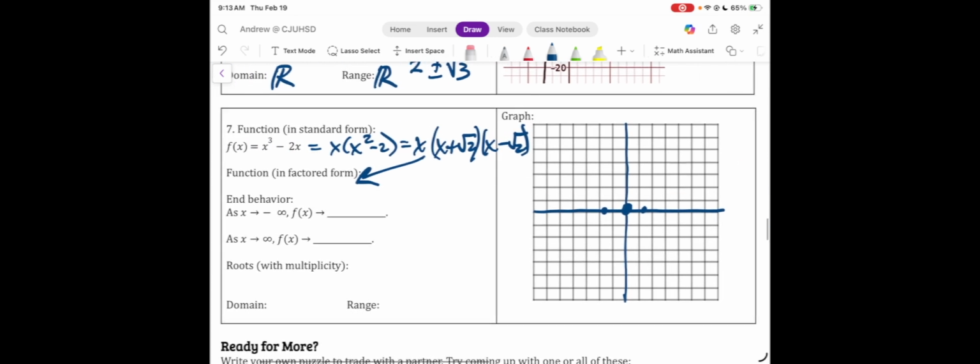Now, this thing has a positive leading coefficient, so it comes from the bottom, cuts through here, turns around, comes back through here, turns around, comes through here. So the end behavior is that it comes from the bottom, leaves to the top. The roots are 0 and plus or minus root 2. Domain, all real numbers. Range, all real numbers.